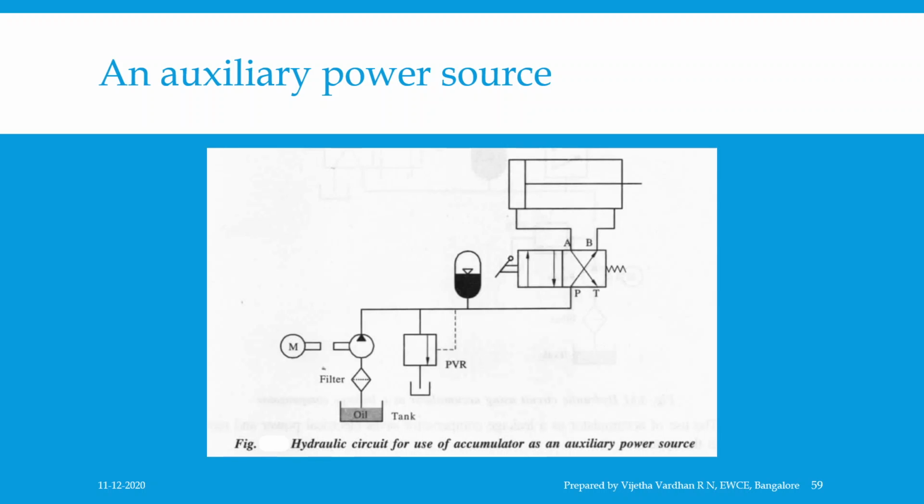Now let us discuss the auxiliary power source. One of the most common applications of an accumulator is to use it as an auxiliary power source. In this application, the accumulator will store oil delivered during a portion of the work cycle. The oil so stored is released by the accumulator on demand to complete the cycle, thus serving as an auxiliary or a secondary power source. This will help in using a smaller size pump in systems where intermittent operations are performed.